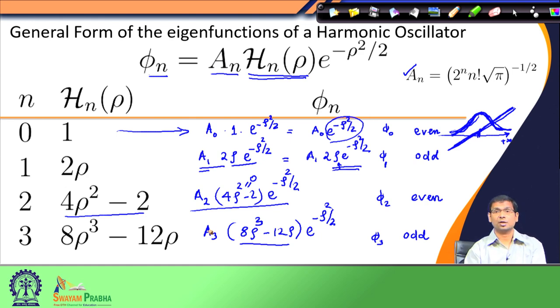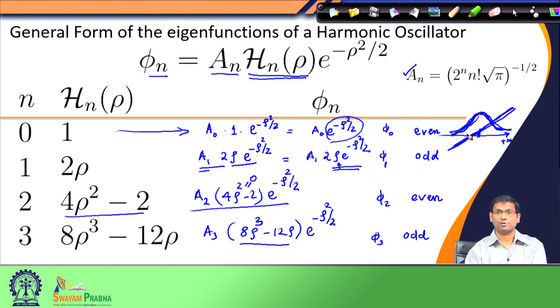So, the nodal structure of the harmonic oscillator eigenfunctions is derived from these Hermite polynomials. You can see that the zeroth order Hermite polynomial has no rho dependence. Therefore, phi 0, the lowest eigenfunction of the harmonic oscillator, has no node. On the other hand, the second eigenfunction, which has a Hermite polynomial of rho, there exists only one value of rho where this form becomes 0, and that is rho equals 0. Therefore, the second eigenfunction of the harmonic oscillator has one node.